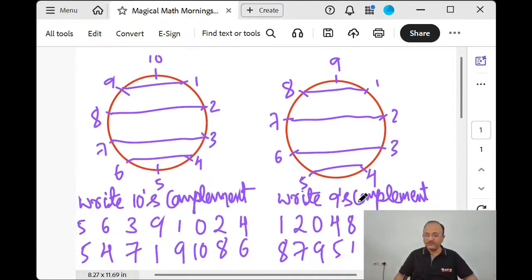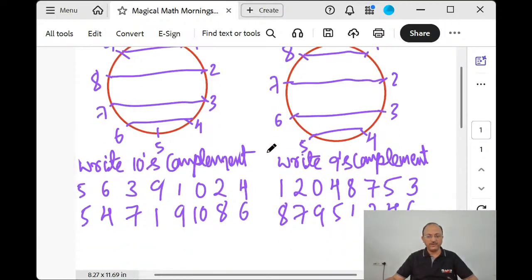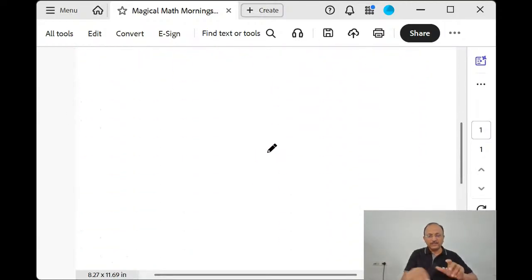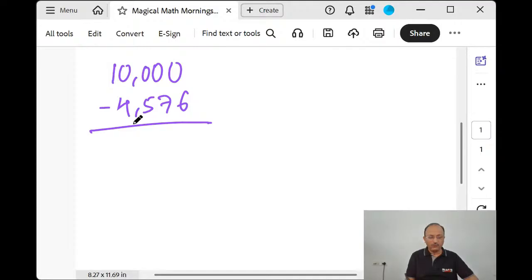So what is the formula that we learned? It is Nikhilam Navatashcaramam Dashatah: all from 9, last from 10. The methodology we learned was, suppose we had 10,000 minus 4,576, we find the 9's complement of the first three digits, and for the last one the 10's complement. We don't bother about what is on top, we just write the 9's complements and the 10's complement. The 9's complements of these three numbers are 5, 4, 2, and the 10's complement of 6 is 4. Till here we have learned.